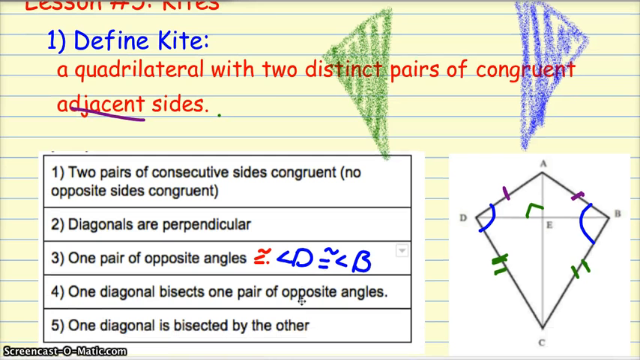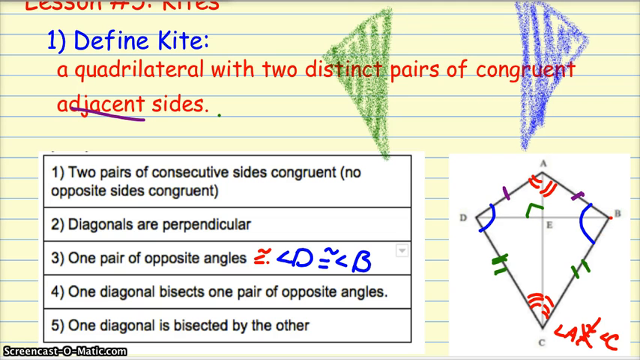One diagonal bisects one pair of opposite angles. So what that is going to show is that angle A is being cut and angle C is being cut. But if you look at my markings, angle A is not congruent to angle C. The only congruent angles we have here are B and D.